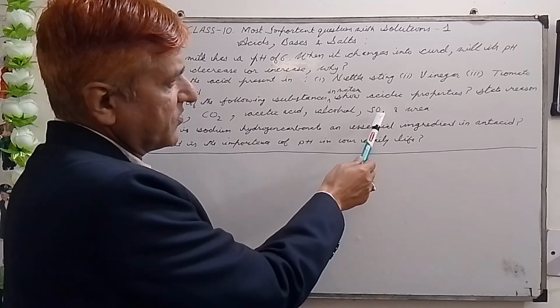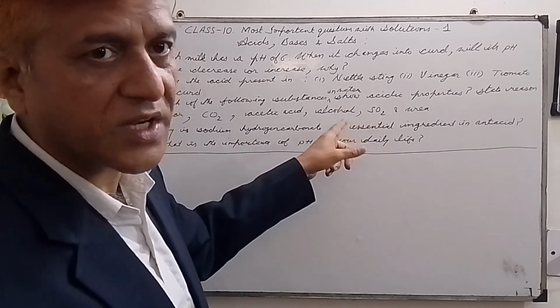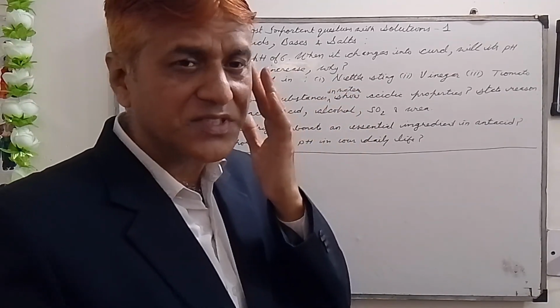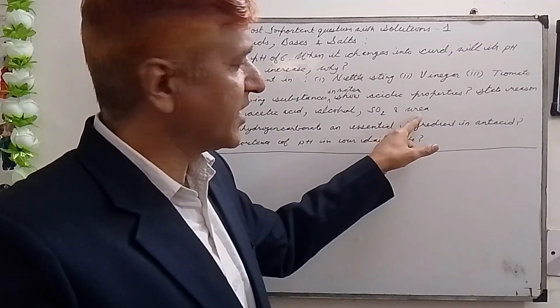Alcohol will not show acidic character. Sulfur dioxide, yes, it will show acidic character. Why? Because when SO2, sulfur dioxide, is dissolved in water, which acid is formed? Sulfuric acid will be formed. Urea, no.